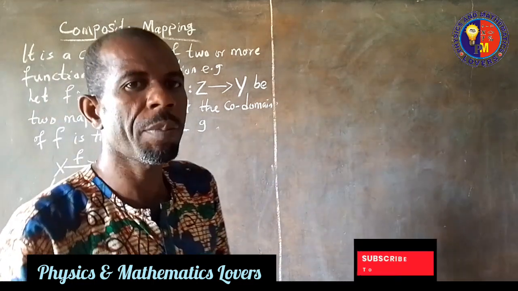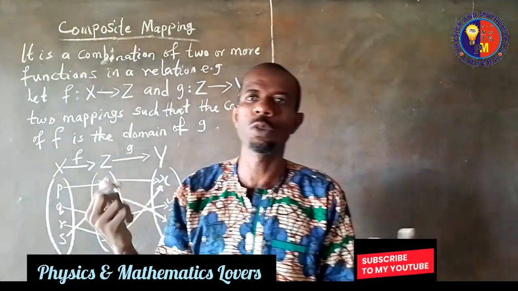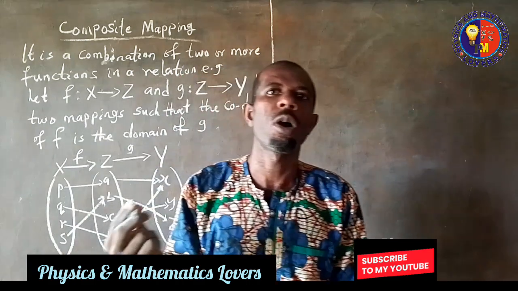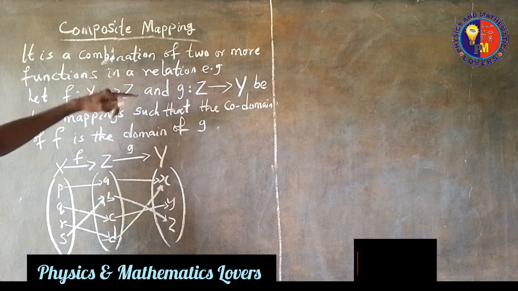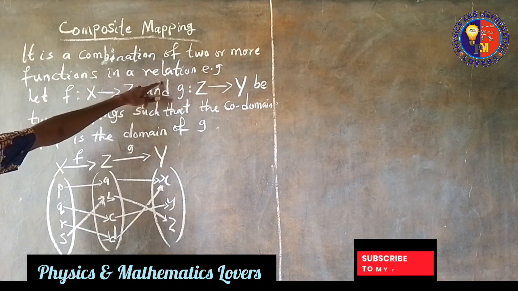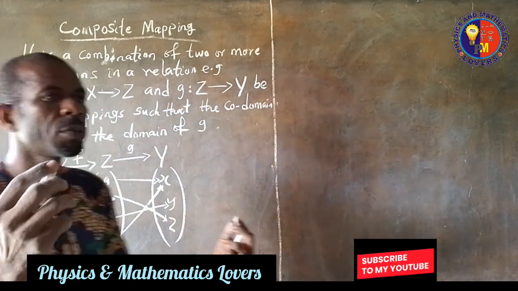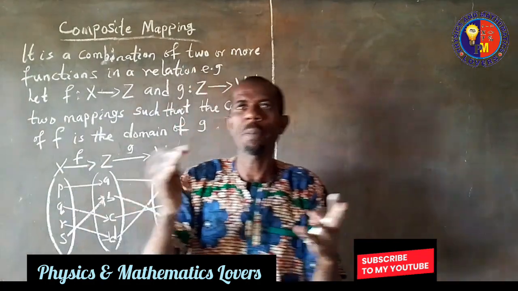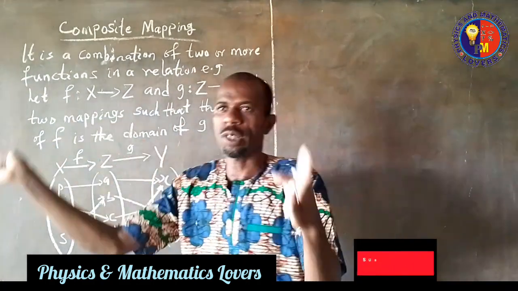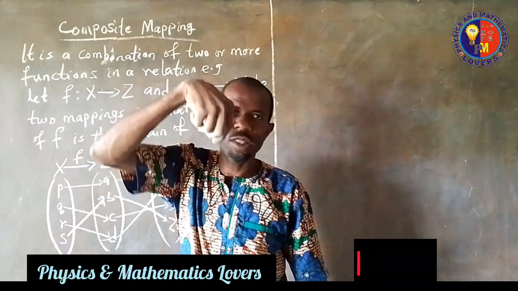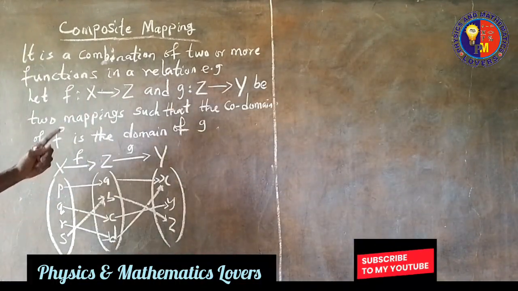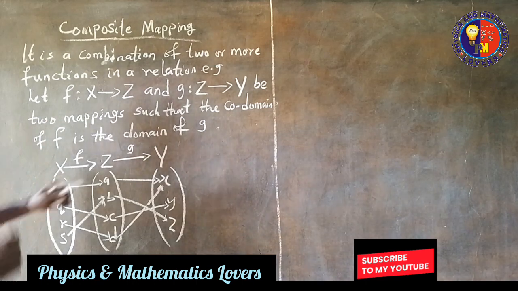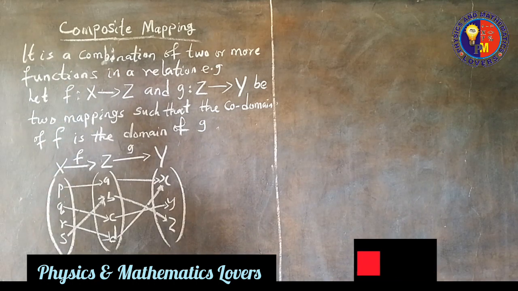Composite mapping is talking about a combination of two or more functions combined together. We look at it here. It's a combination of two or more functions in a relation. Remember I told you that when we talk about mapping, mapping is a relation between two quantities. Yes, it is a quantitative relation between two quantities. So now when we decide to combine the two together, we have composite mapping.